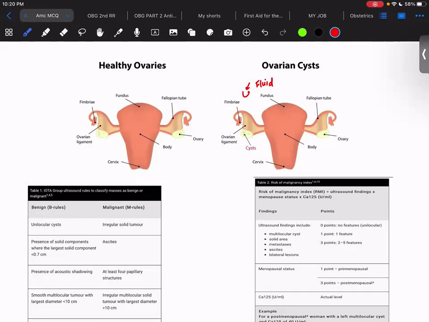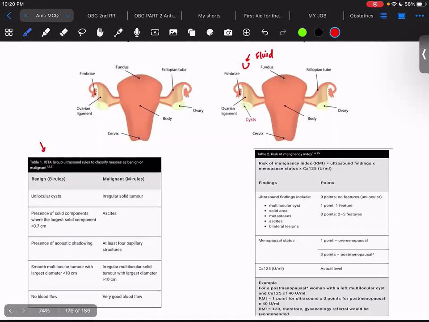Whenever there's a case scenario of an ovarian cyst, try to look at the characteristics of these cysts. According to IOTA, the International Ovarian Tumor Analysis Group, ultrasound rules classify masses as benign or malignant, where we need to see whether the patient is having a benign ovarian mass or a malignant ovarian mass. They say that if it is a unilocular cyst, then it's benign. What are the other features of benign masses?